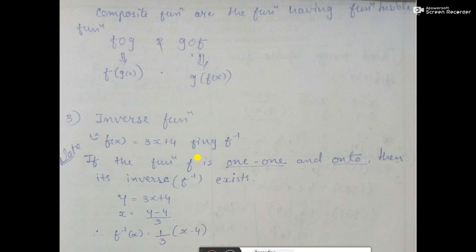Here you may see the inverse of f. y is equal to 3x plus 4. Here the function is replaced by a variable, and now we will make x the subject. x is equal to y minus 4 by 3. If x is replaced with the function, then f inverse of x is equal to 1 by 3 into x minus 4.